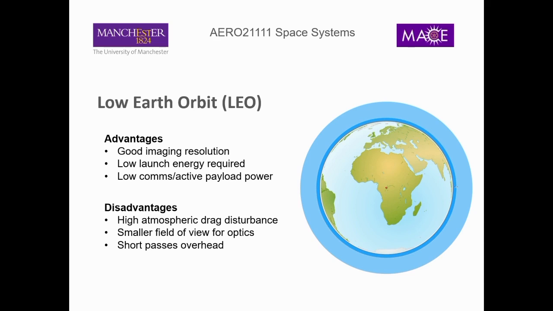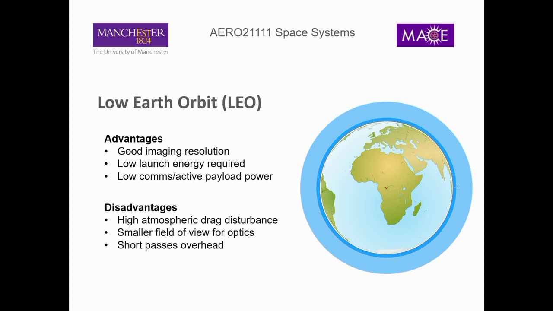And low comms or active payload power, so exactly that. If we've got a communication system, and you'll look at this in one of the later weeks anyway, you'll need less power to send that signal down to the Earth, right? So you can have a less powerful communication system. And we talked on Monday about active payloads, the idea of using radar, for example, where we have to actually send a signal down to the Earth to be bounced back. And again, if you're closer to the Earth, you need less power for that signal to get all the way to the Earth and back again.